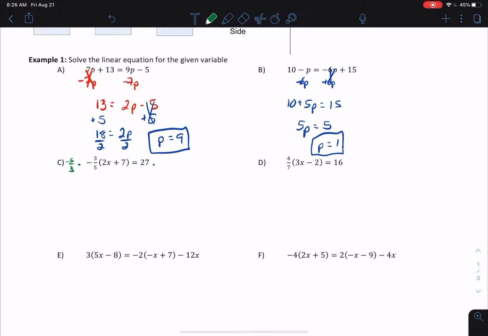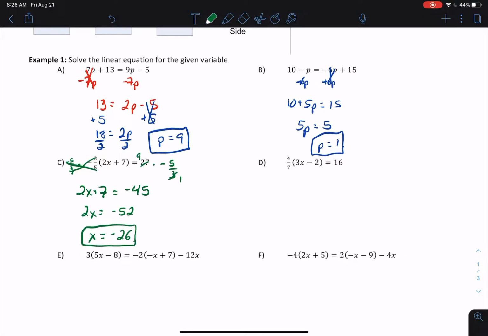So what I can do first is multiply both sides by the reciprocal. That's going to cancel this out, leave me just with 2x plus 7. And on the right-hand side, I can simplify this, and that's going to give me negative 45. Okay, now it's just a two-step equation, no more fractions. So we get 2x equals, if I subtract 7 from both sides, I'll get negative 52. If I divide both sides by 2, I get x equals negative 26.